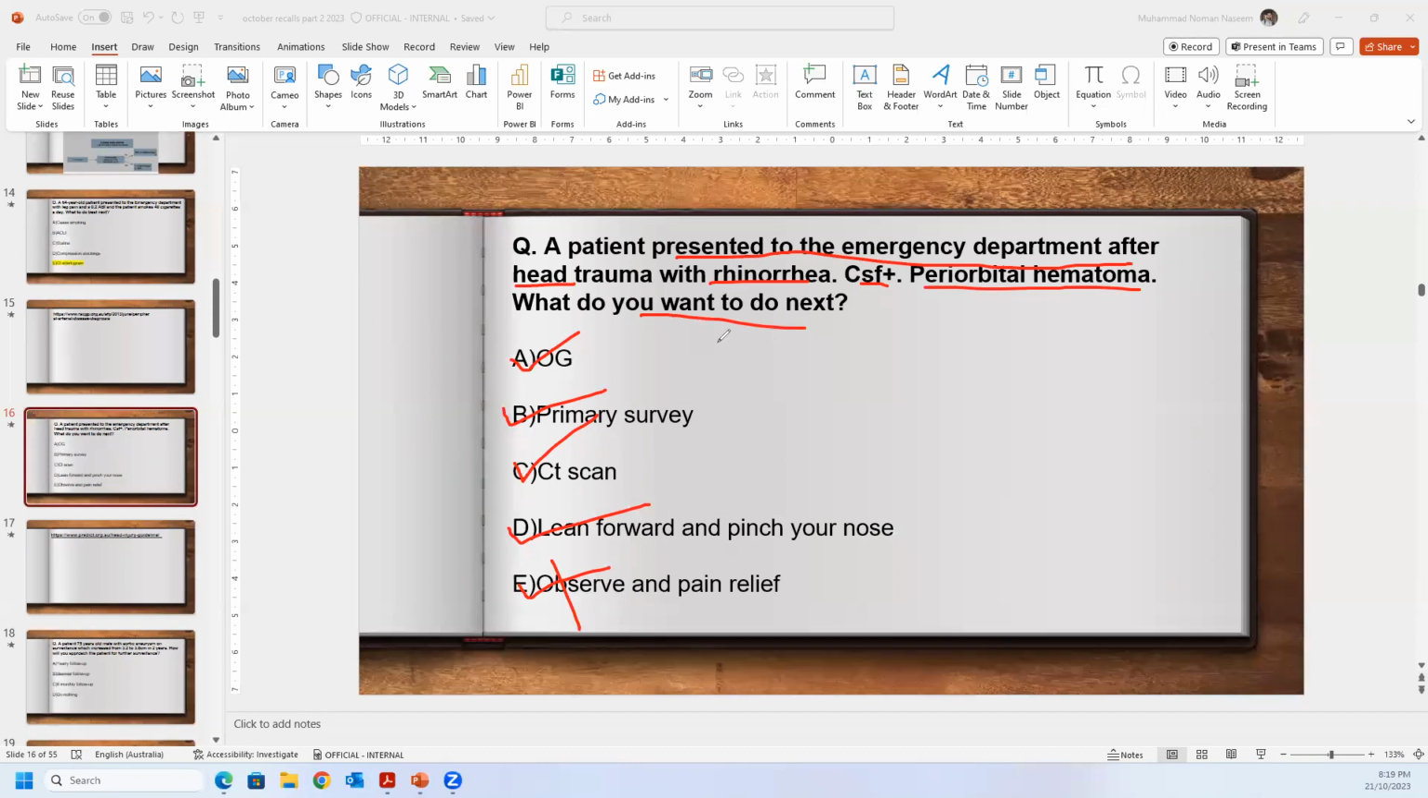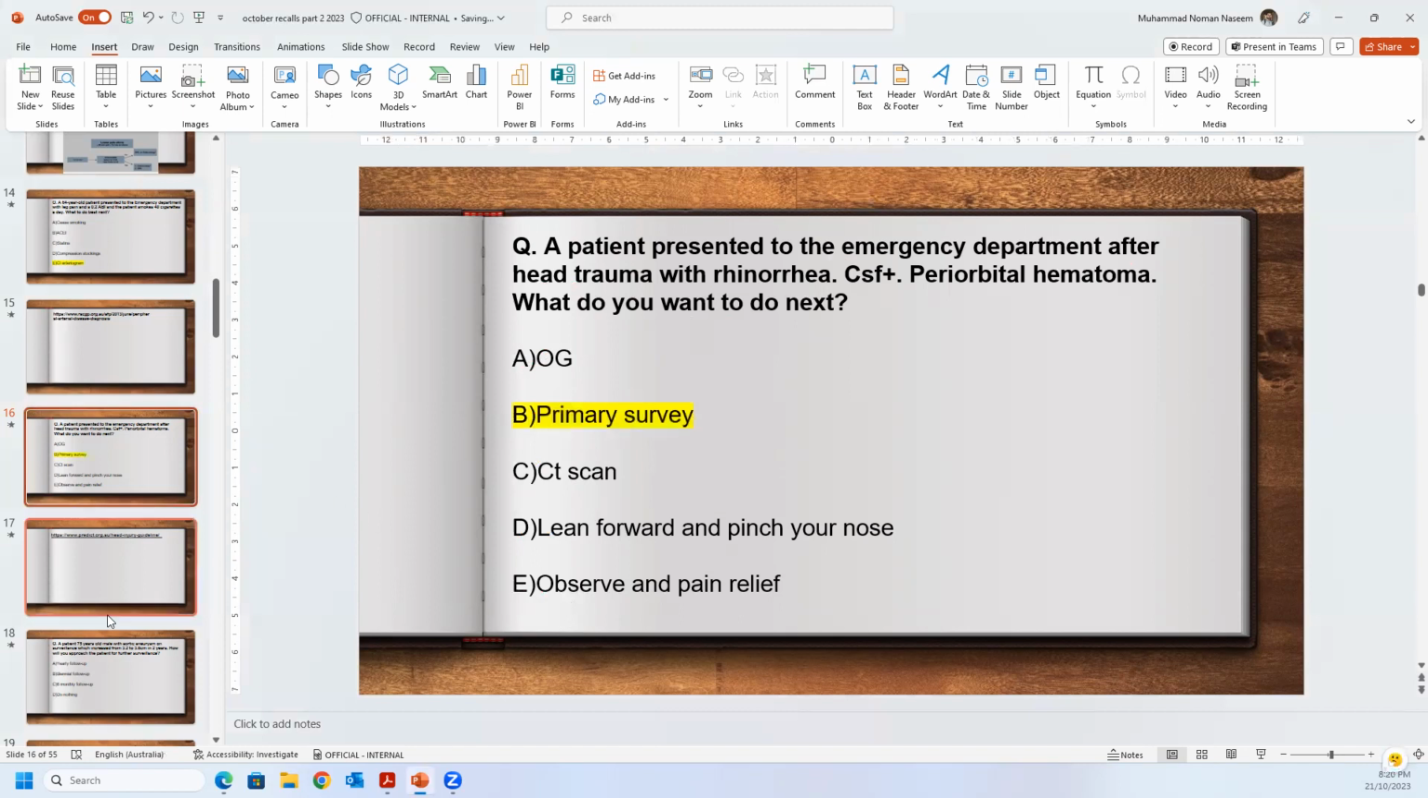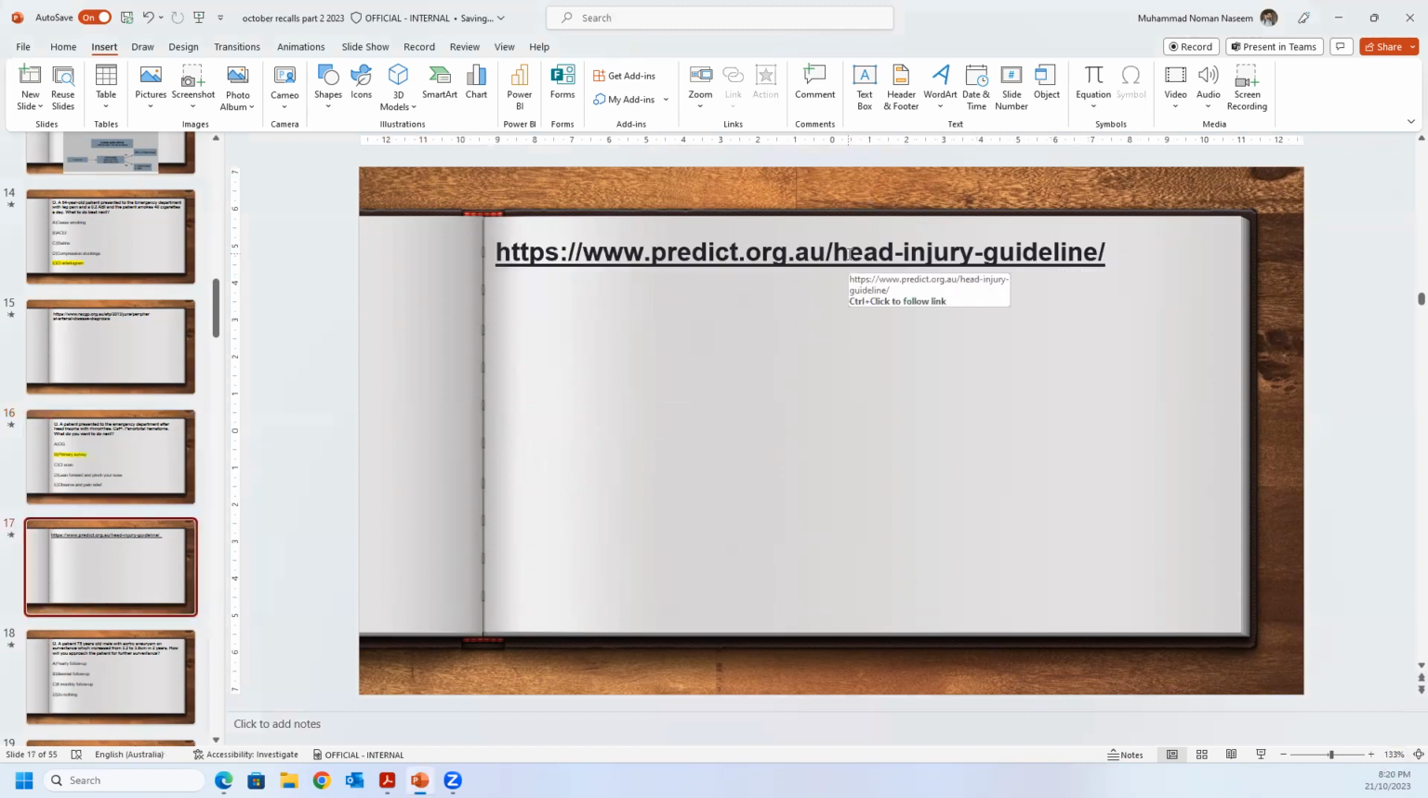But before ordering the CT scan, we need to make sure that the patient's airway, breathing, and circulation are okay. Because if this is a head trauma patient and you are sending him straight to the CT scan room without making sure airway, breathing, circulation is okay, the patient might collapse and die during the CT scan. So make sure that you do a primary survey and optimize him enough to be sent to the CT scan, okay? So primary survey is very important in a trauma patient, very, very important.